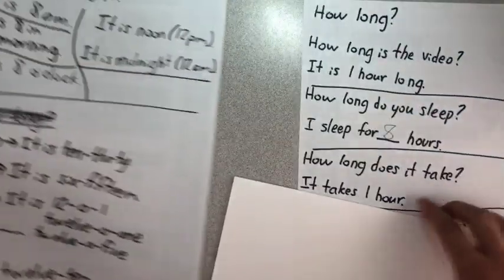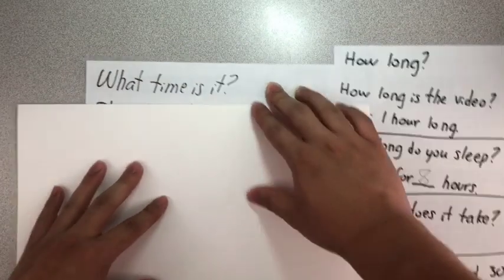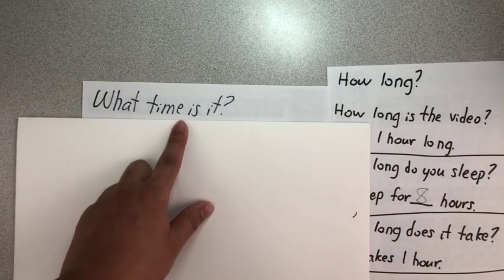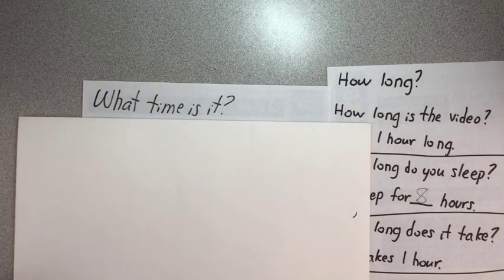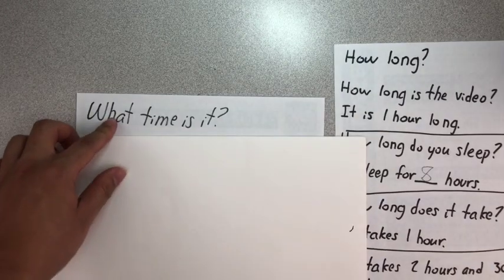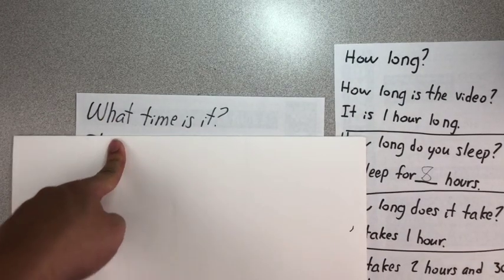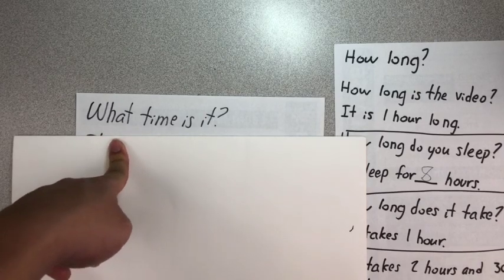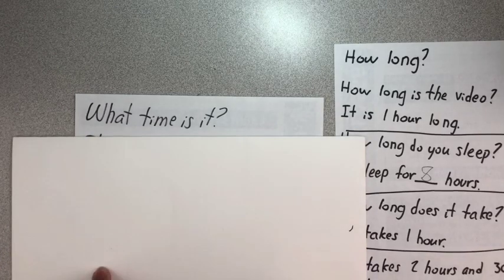So now, I want to ask you, what time do you go to sleep? I go to sleep at 11 p.m. I go to sleep at midnight. I go to sleep at 10 p.m. What time do you go to sleep? I go to sleep at. What time do you wake up? I wake up at 8 a.m. I wake up at 9 a.m. I wake up at noon. I wake up at 12. What time do you wake up?